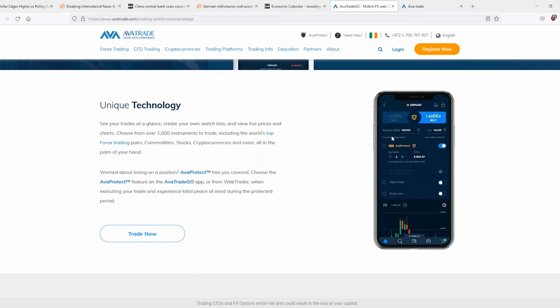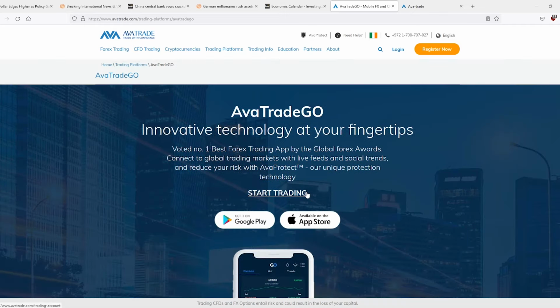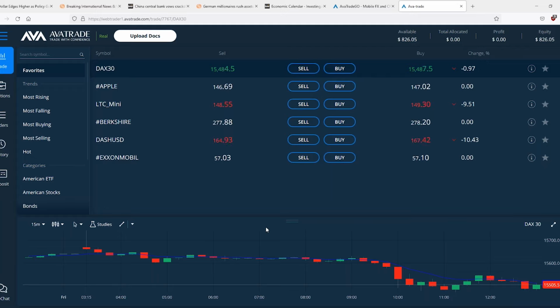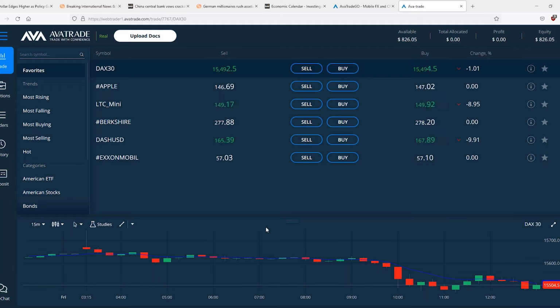So really some nice risk management features in the order window on our app and also on our web trader platform. If you log in here from our main website, you'll be in the web trader platform, which looks like this. And in the order window, you'll see those same features, AvaProtect, trade calculator features as you're setting up your trades, which is really, really helpful for managing your risk.